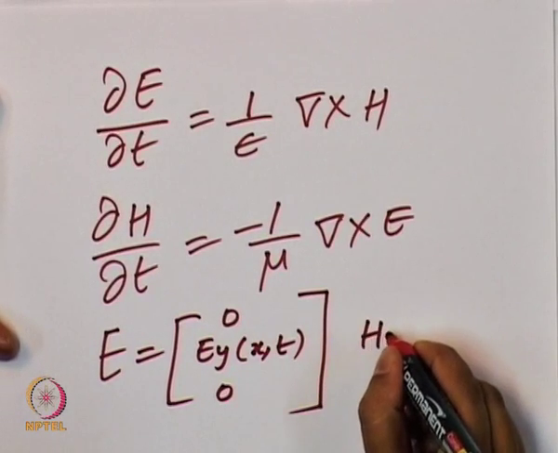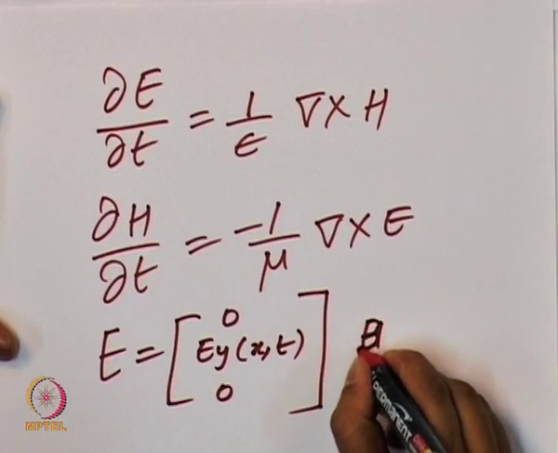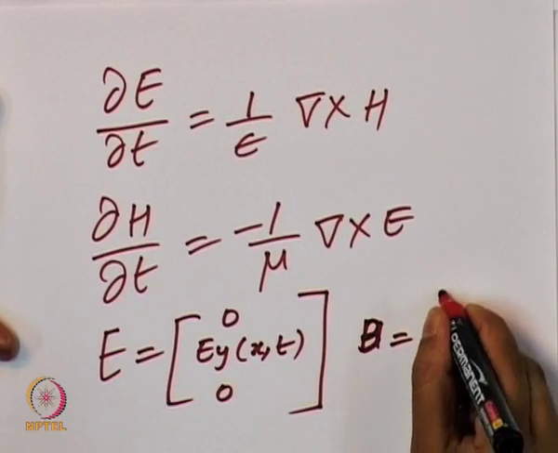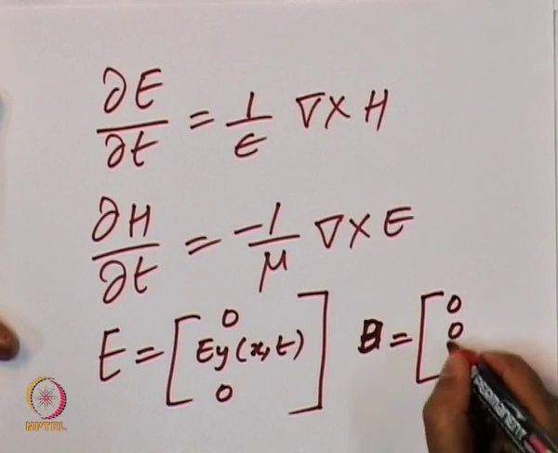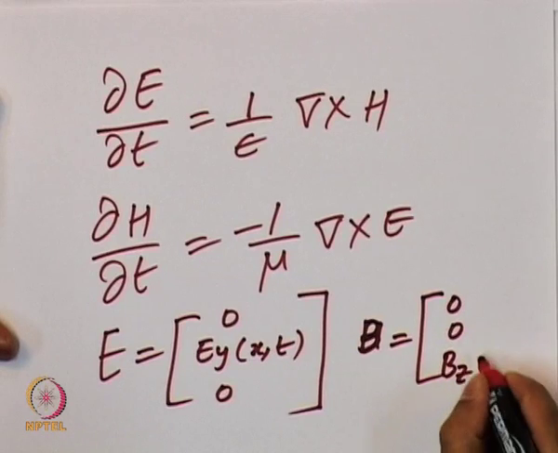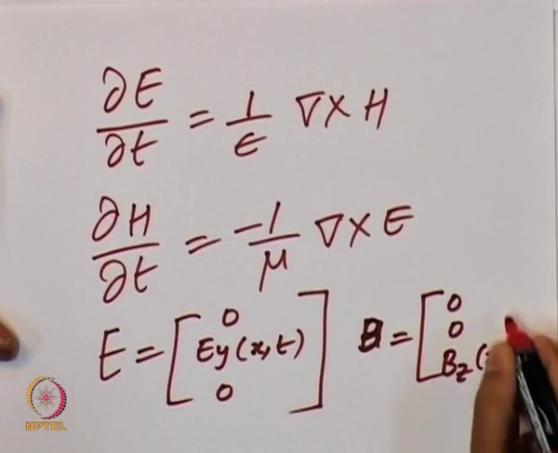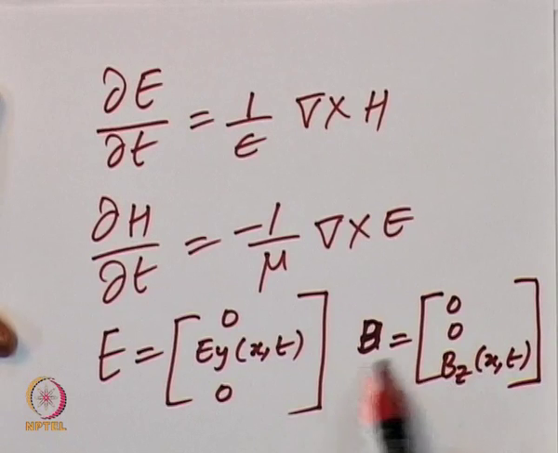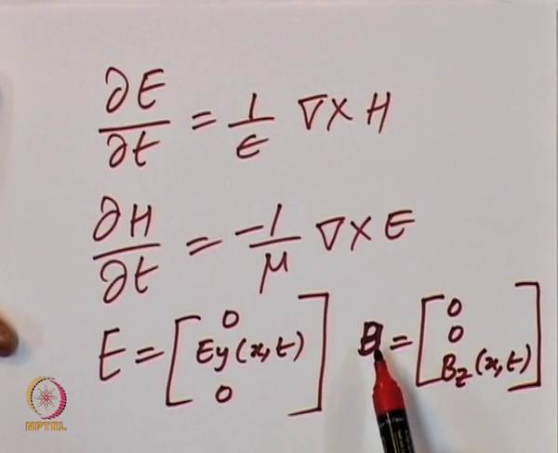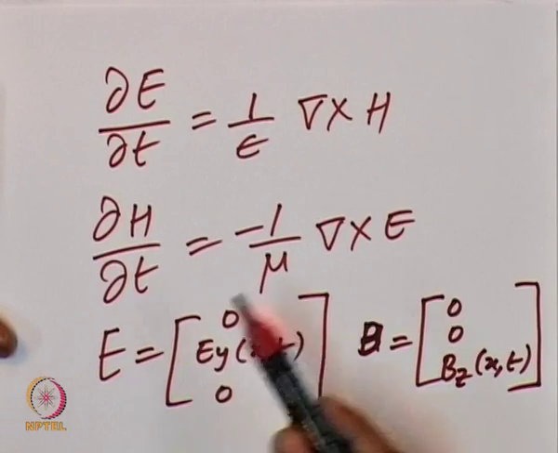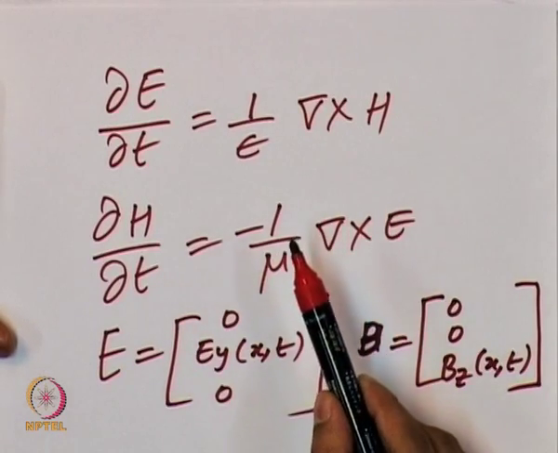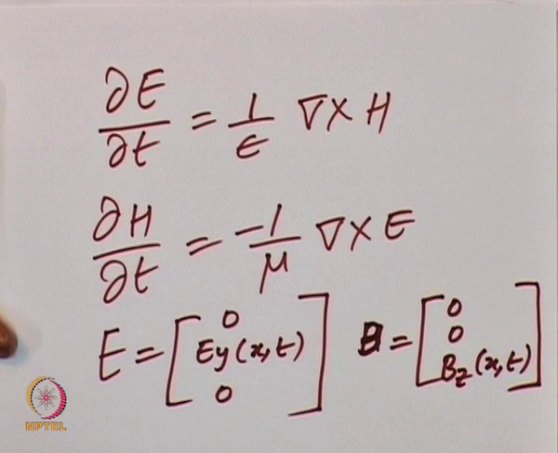And H, or let us take B, has only component along the z direction: 0, 0, Bz(x, t). The reason I am using B here is to make a connection between this particular form and the eigenvalues and the A matrix that we learned before. So with this we know that we can model the equation accordingly.